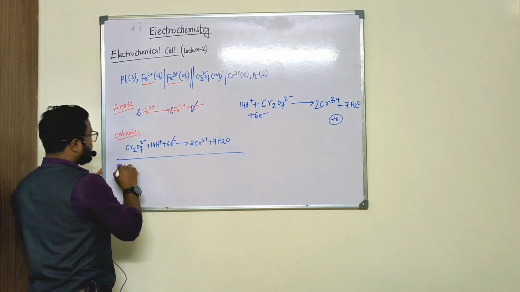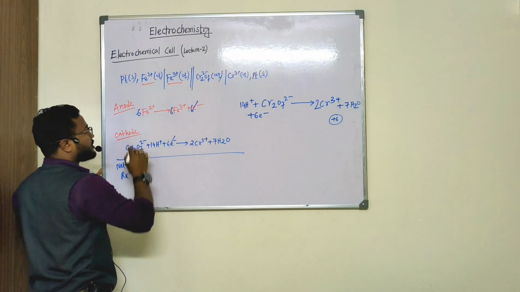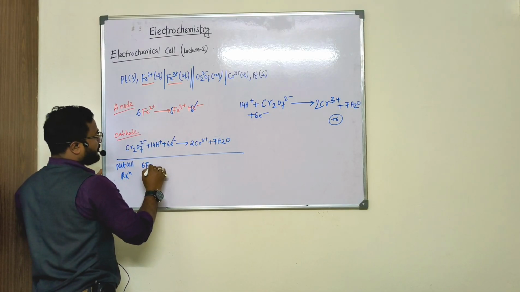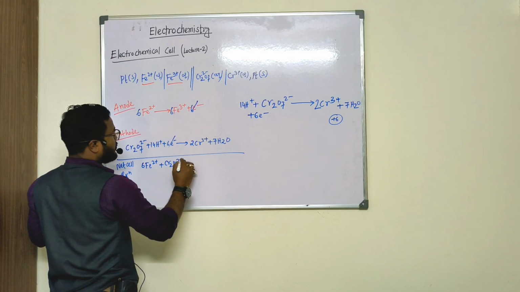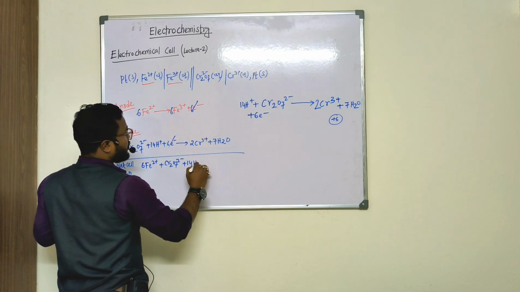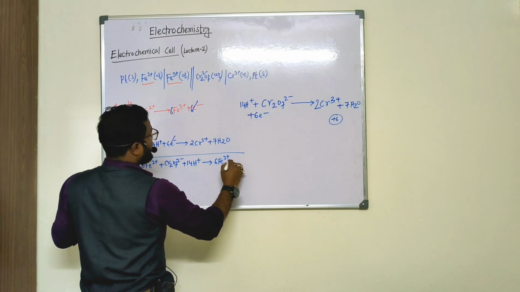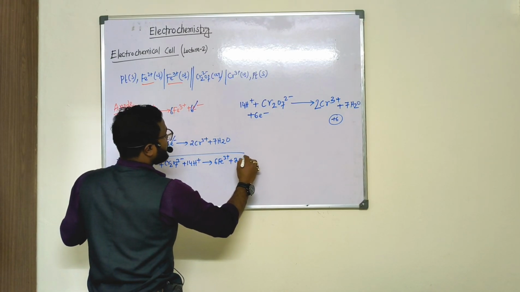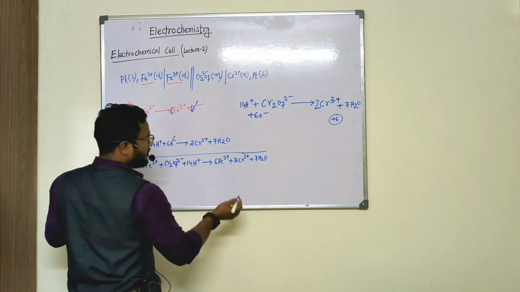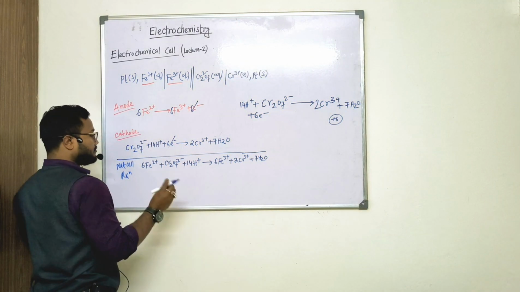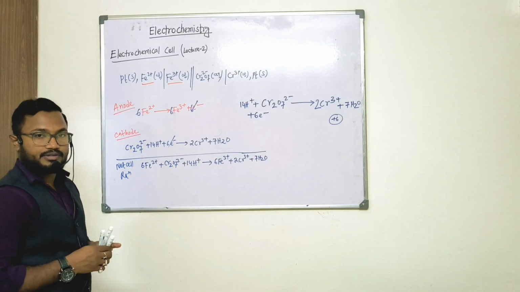Now we can write the net cell reaction. What will be the net cell reaction? That is 6 Fe2+ plus Cr2O7 2⁻ plus 14H+ going to give 6 Fe3+ plus 2 Cr3+ plus 7 water molecules, that is liquid state. This is our overall reaction we can represent.